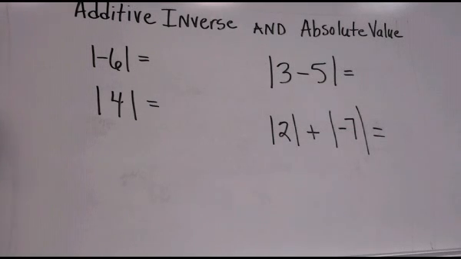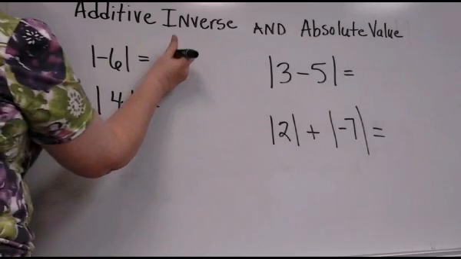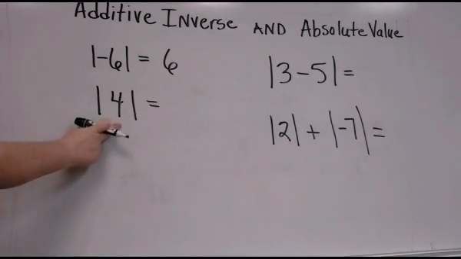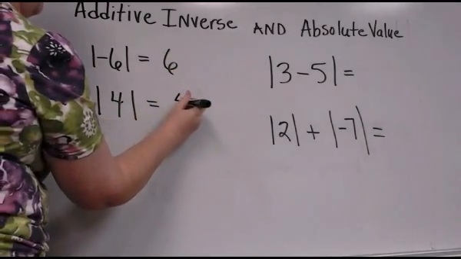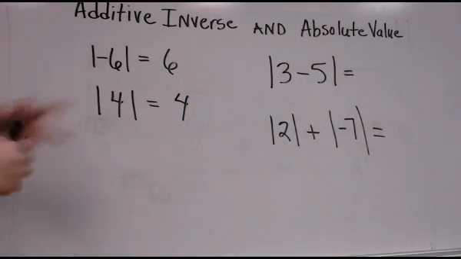It doesn't get any more complicated than that. Absolute value, sometimes they use it in problems and you have to know how to work with it. So let's do a little practicing of that. Remember, these lines mean absolute value. Absolute value means how far from 0. How far from 0 is -6? 6. How far from 0 is 4? 4. Now, those are pretty easy.